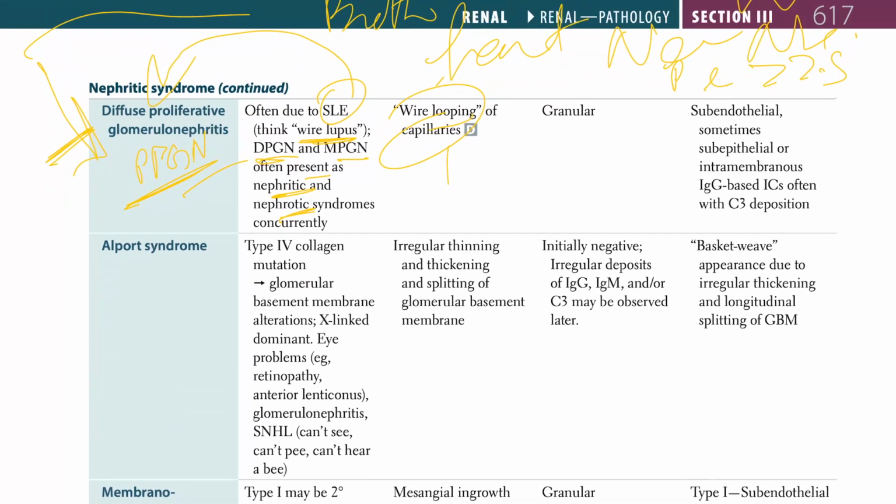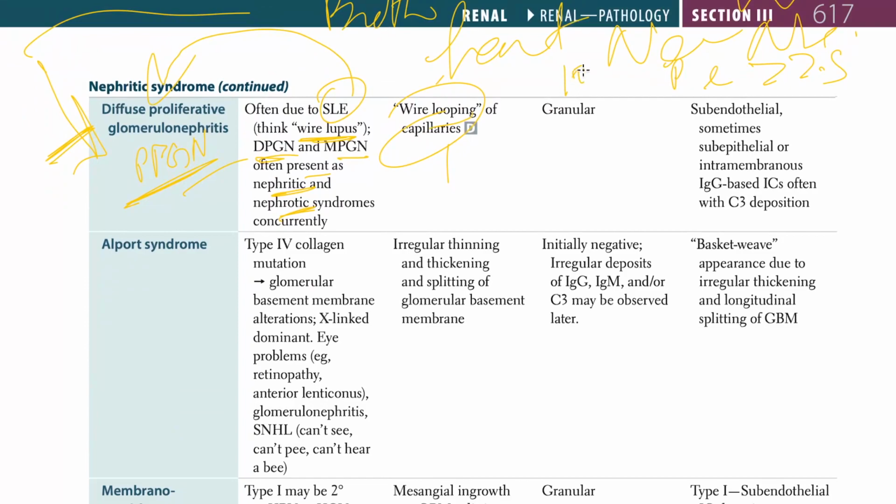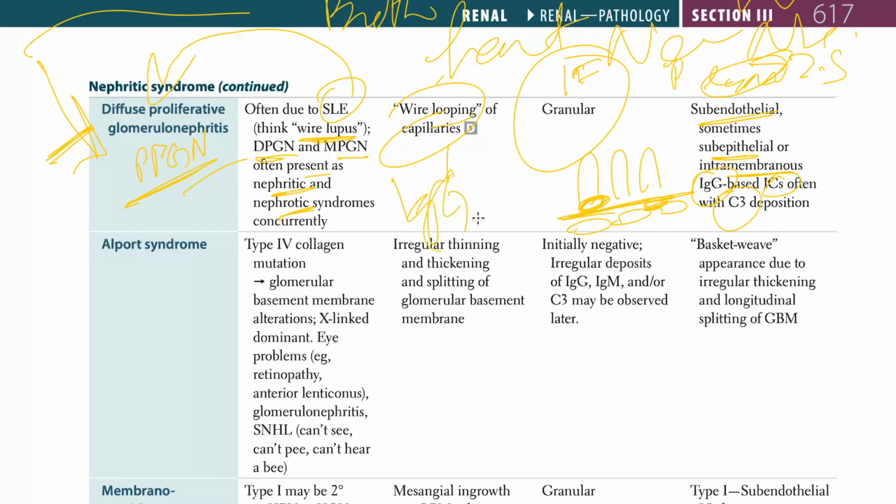And then if you were to look at it in immunofluorescence, you will see a granular pattern. Electron microscopy will show you subendothelial, sometimes subepithelial, again, think about it, either you're here or you are in subepithelial depositions or intramembranous deposition of IgA-based immune complex, often with C3 deposition. So IgA, IgG, and C3 immune complex depositions.